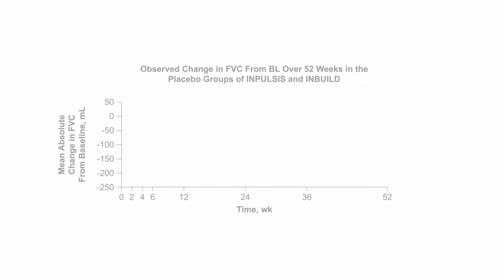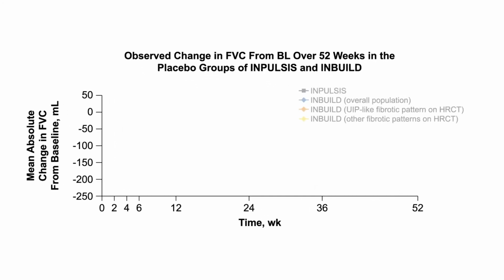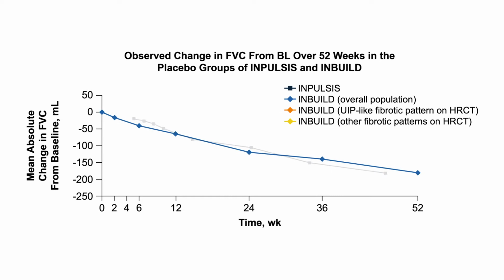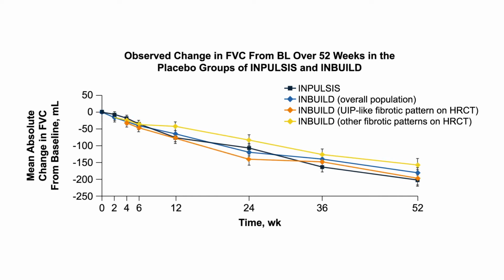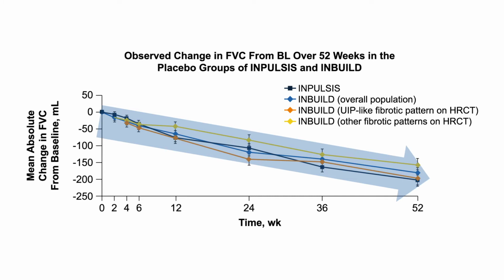Here's the thing that's important. When you're looking at your FVC across many different studies, particularly the INBUILD and the INPULSIS, patients with IPF and patients with chronic fibrosing interstitial lung disease, their FVC declines in a similar way. What does that tell you? That tells you that it really doesn't matter the cause or the diagnosis that's leading to fibrosis. Fibrosis is fibrosis, and that FVC decline is that FVC decline.